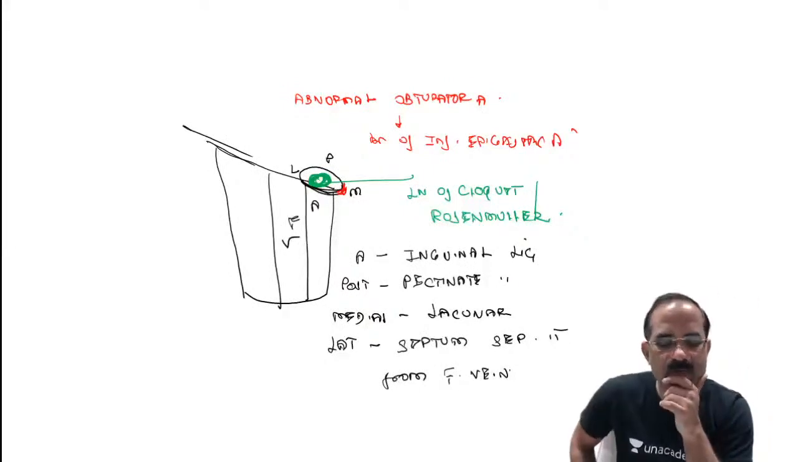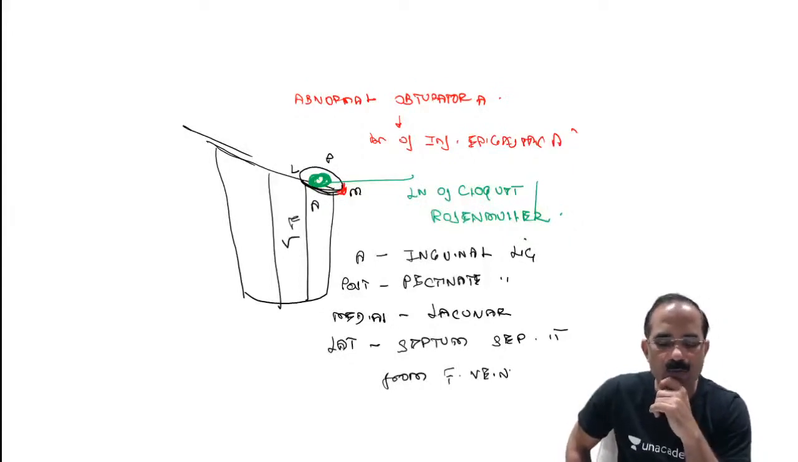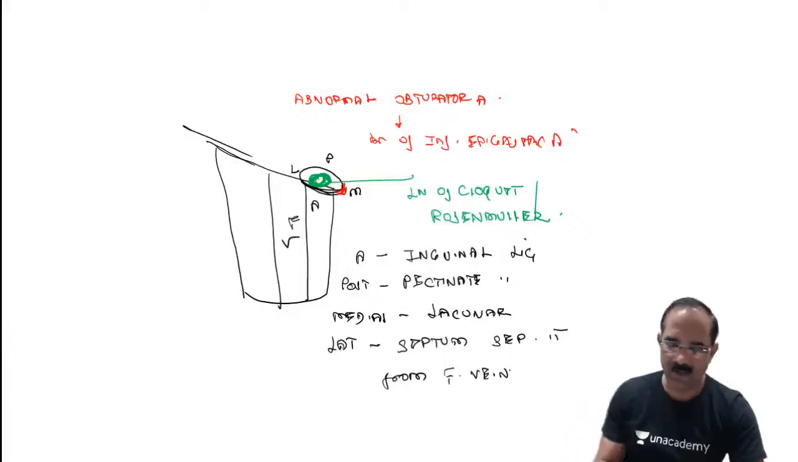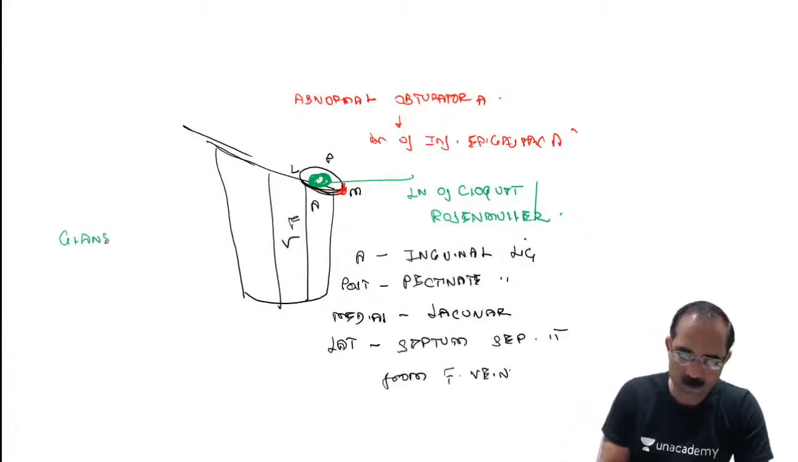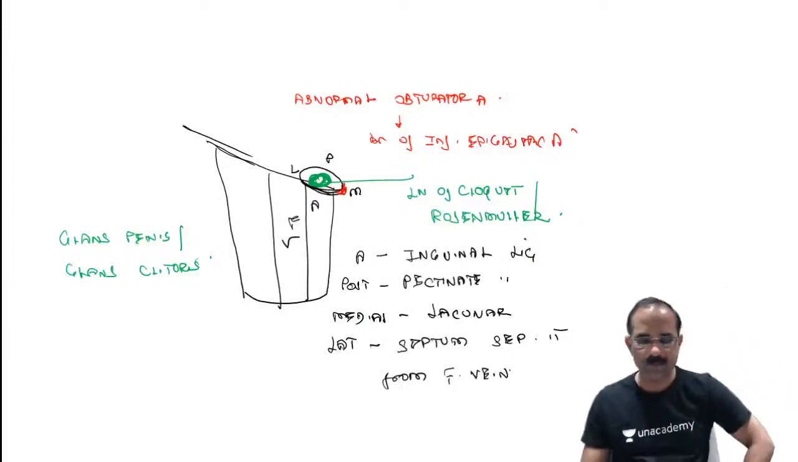And what does this lymph node drain? Can anyone answer this? Any guesses? The lymph node of Cloquet is going to drain the glans penis. Just remember this, many MCQs come on this: the glans penis or the glans clitoris. So the glans penis and glans clitoris drain into the lymph node of Cloquet.